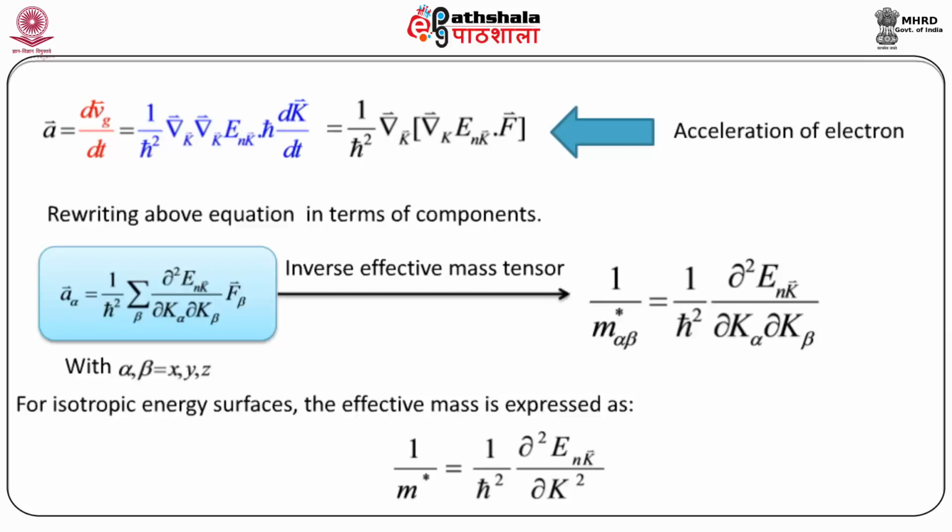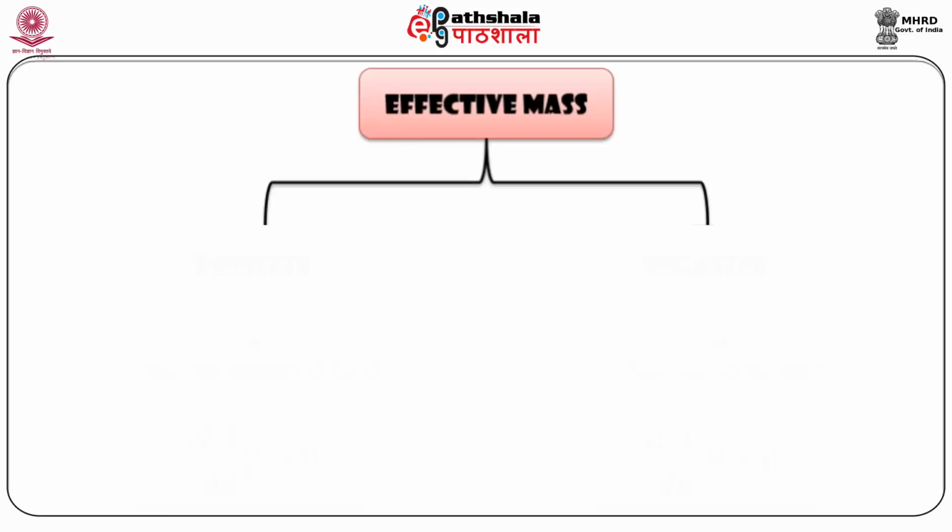Here the star indicates that it is an effective mass, not the pure mass, and it is a tensor because this effective mass has components and varies in the three different directions x, y, and z. It is not necessarily the same. Since the energy E(k) is in general not isotropic, acceleration will not in general be parallel to F. For isotropic energy surfaces, the effective mass is expressed very simply as 1/m* equal to 1/ħ² times the double partial derivative of E(k) with respect to k. So you see here that for an isotropic energy surface, it is no longer a tensor and it is the same in all three directions.